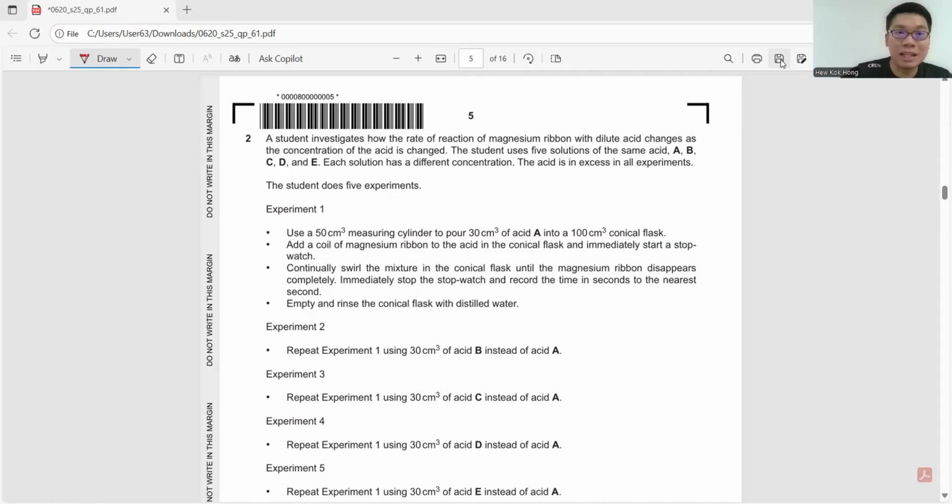Question 2. In the experiment, we investigate how the rate of reaction of magnesium ribbon with dilute acid changes with the concentration of acid. The student used 5 different concentrations of acid, and the acid is in excess in all experiments. The student does 5 experiments. They use a measuring cylinder to measure and pour 30 cm cube of acid into the conical flask, then add magnesium ribbon, start the stopwatch, and swirl the mixture until the magnesium ribbon disappears. Immediately stop the stopwatch, then empty and rinse the conical flask with distilled water, then repeat with B, C, D, E. They have different concentrations.